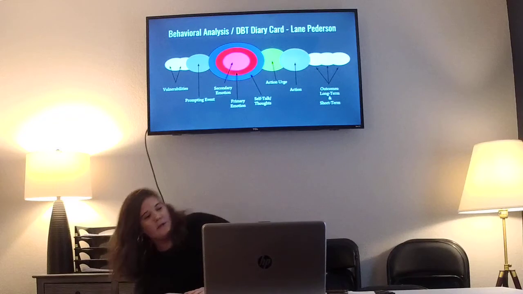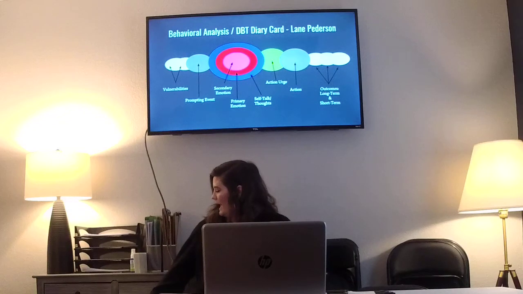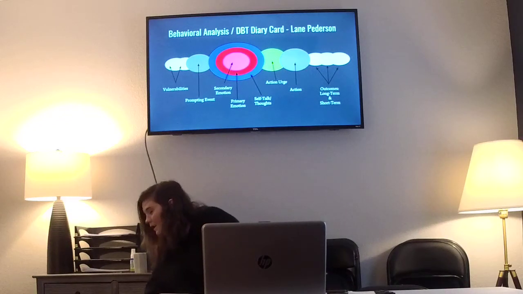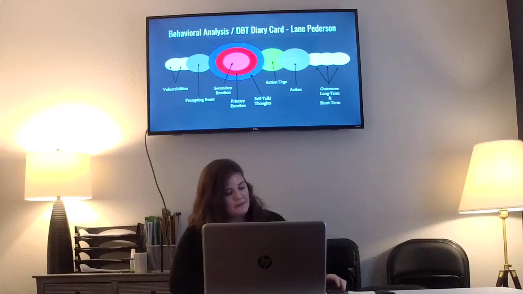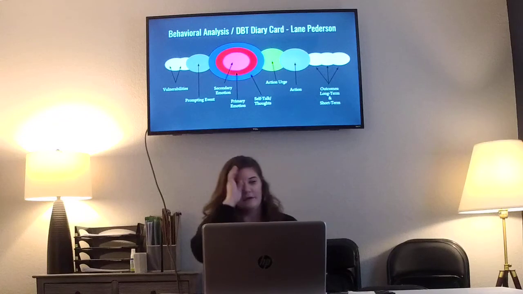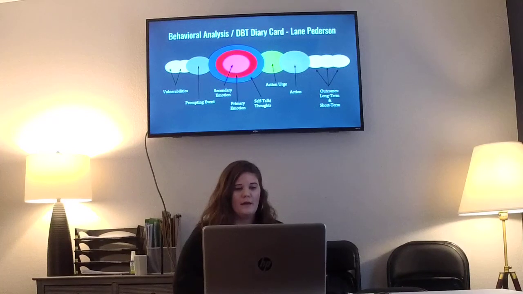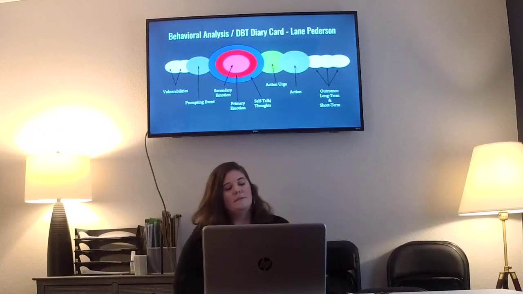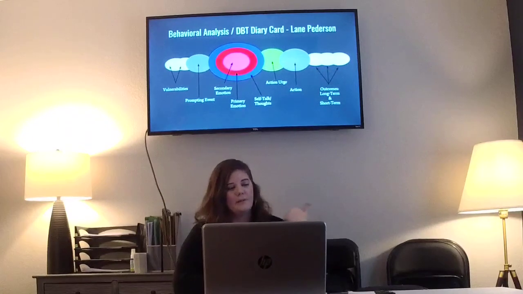Our diary card that we use is located in the admin room, but it's also online in the IOP Google Drive, so we can share that with you guys. But this is where a lot of the behaviorism and contingency management can come in. This is DBT's way of tracking emotions. So this is a model for describing emotions and behavioral analysis. DBT is going to say, we'll come back to the vulnerabilities part, but there's a prompting event. Something happened and it prompted that primary emotion in me.